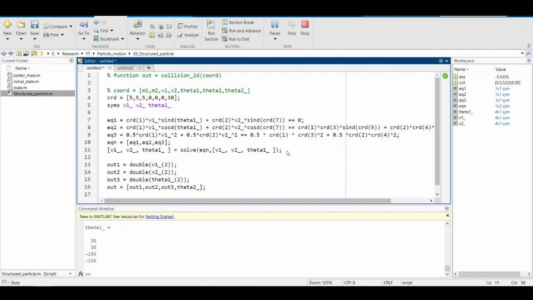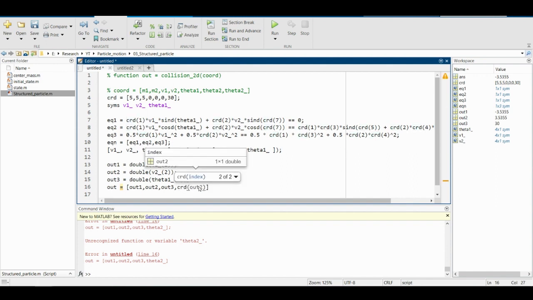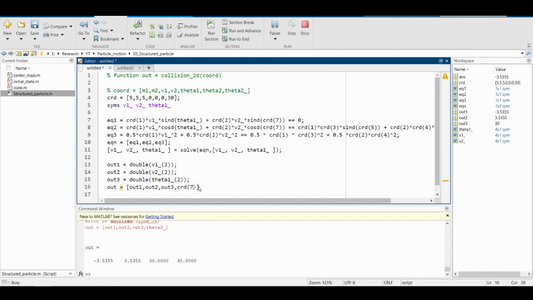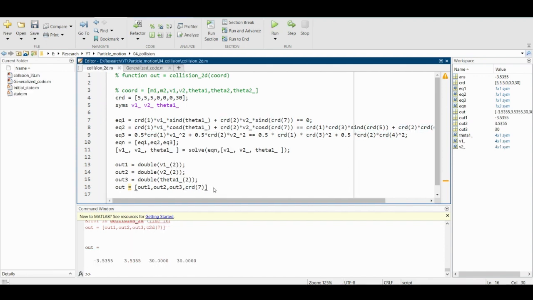Okay, let's close the output there. Something, what is happening? Unconstrained function variable theta 2 dash. Okay, it's not theta 2 dash, it's actually CRD 7. So okay, let's see the first component of what we have solved. Okay, 3 minus 1. Okay, this one is not actually good. Let's see the fourth one.